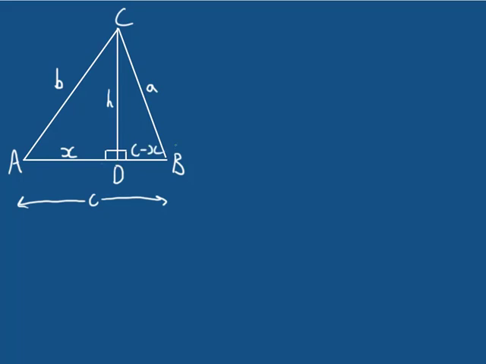Now that we've got all of that in place, we're going to analyze these two right-angled triangles. Of course, the first right-angled triangle is ACD, the second is BCD. We're going to analyze both of these triangles. Now, in both cases, we're going to use Pythagoras' theorem to relate the edges of the triangles.